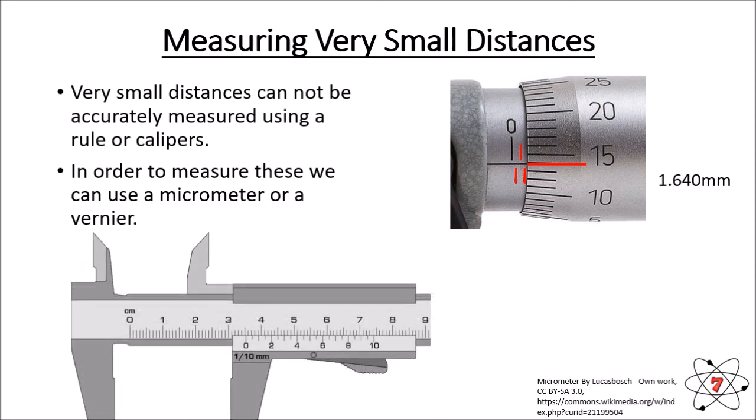Our vernier is used in a similar way. So we can see here the first line where the zero is at 3.5. So we have 35 millimeters. If we look very carefully, we can see that the lines match up perfectly at 3. So we have 0.3. So we have 35.3 millimeters.